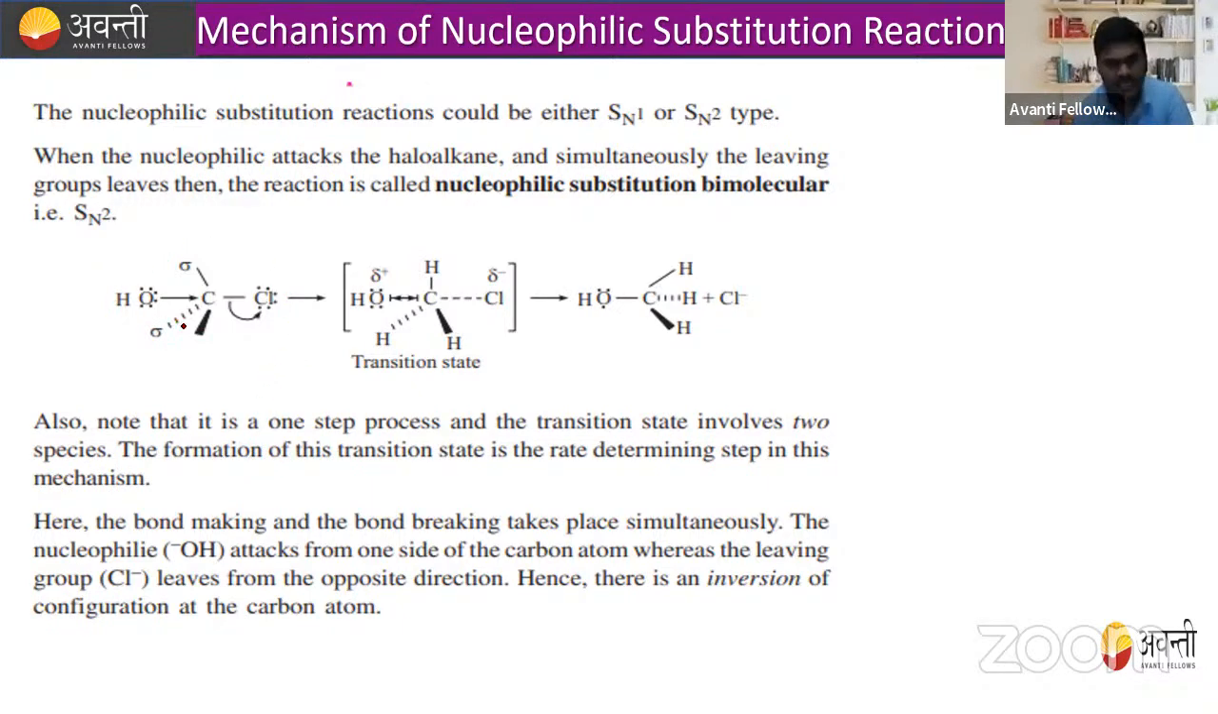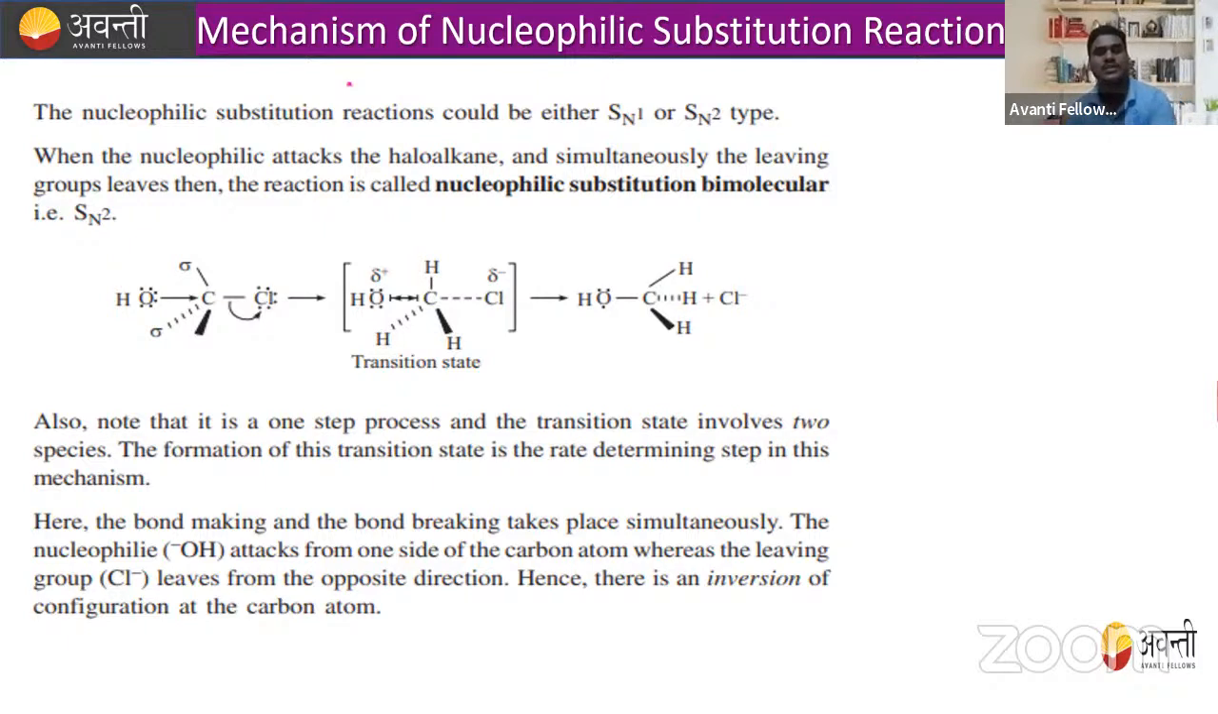In a similar way, OH is attacking from the back side, right? So this is called a transition state. So the transition takes place. Now Cl will be removed and this OH will be acting opposite to this, right? So also note that it is a one-step process and the transition state involves two species, right? The transition state involves two species. The formation of this transition state is the rate determining step in this mechanism. Hence, here the bond making and the bond breaking take place simultaneously, right?